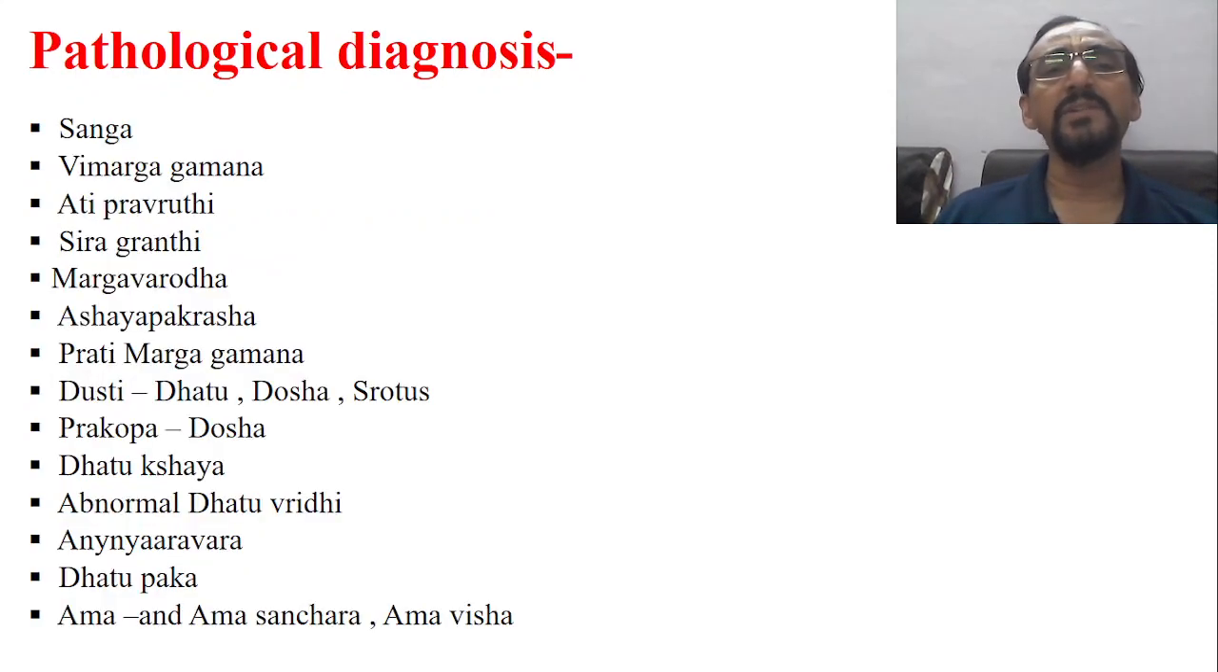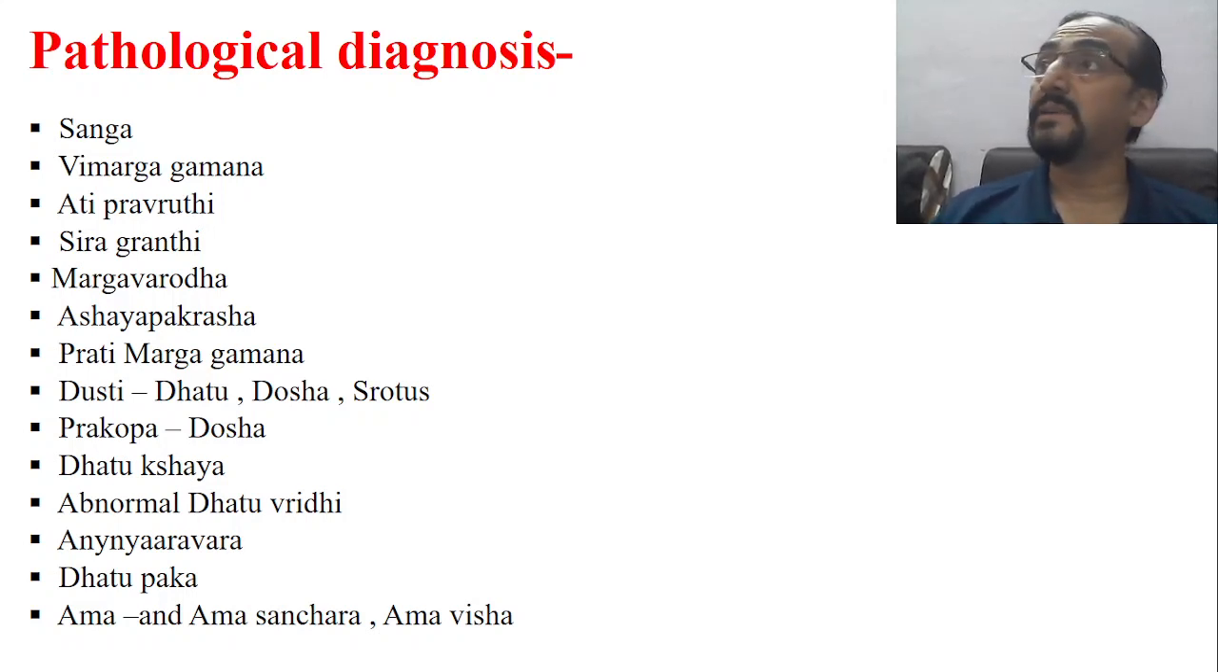Now the same has been mentioned in our science also. What are the different pathological terms explained in Ayurveda? If you look into it, we have pathologies like Sanga. The Vyadhi may be because of Sanga. Vyadhi may be because of Vimargagamana, in case of diarrheas or in case of Raktapitta. Vyadhi may be Atipravritti, just like diarrhea. Or Vyadhi may be Siragranthi, vascular problems. The pathology may be Margavarodha, Vata Vyadhis, and many other problems.